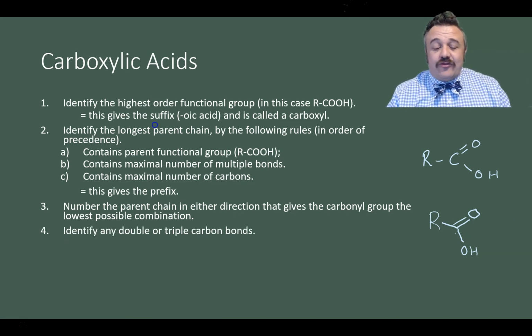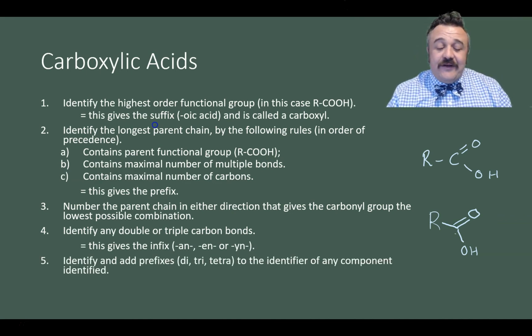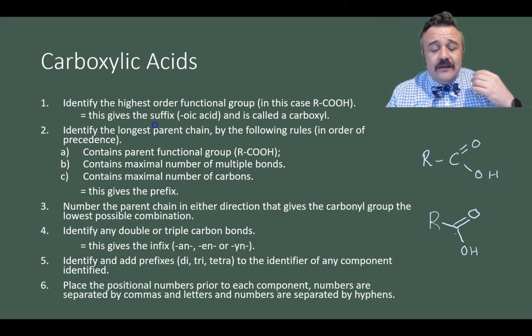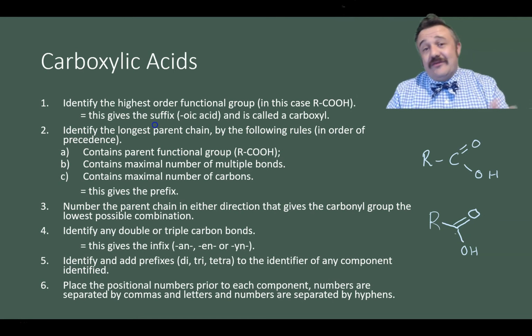We identify any double or triple bonds. That gives us our infix: an, ene, ine. We identify and add prefixes to any components which have been identified: di if there's 2, tri, and so forth. We place any positional numbers. Numbers and letters are separated by hyphens, and numbers are separated by commas, and we'll see examples of this.